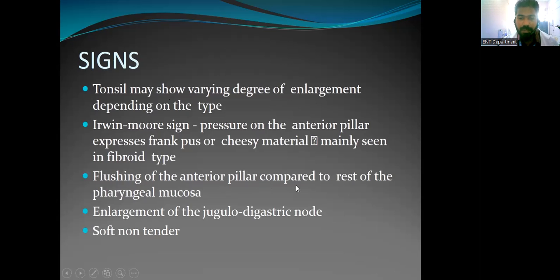Flushing of the anterior pillar compared to the rest of the pharyngeal mucosa. So the anterior pillar is congested. Enlargement of the jugulo-digastric node, but it's not tender. It's soft and non-tender.